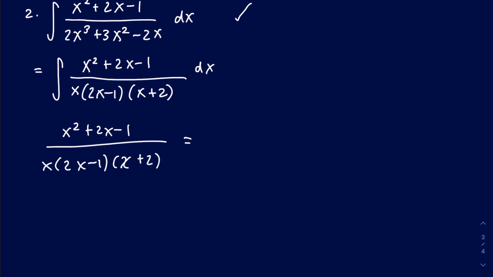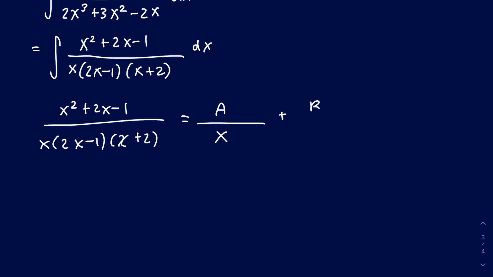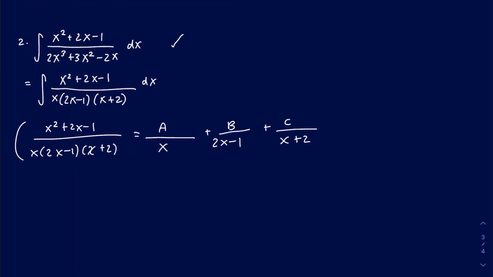We can set that equal to some constant a over the first factor, plus b over 2x minus 1, which is the second factor, plus c over x plus 2, which is the third factor. So here we have 3 fractions that we broke this down into, and similar to the last example, we're going to just multiply everything by the denominator. So on the left, we can cancel this entire thing out. We get x squared plus 2x minus 1.